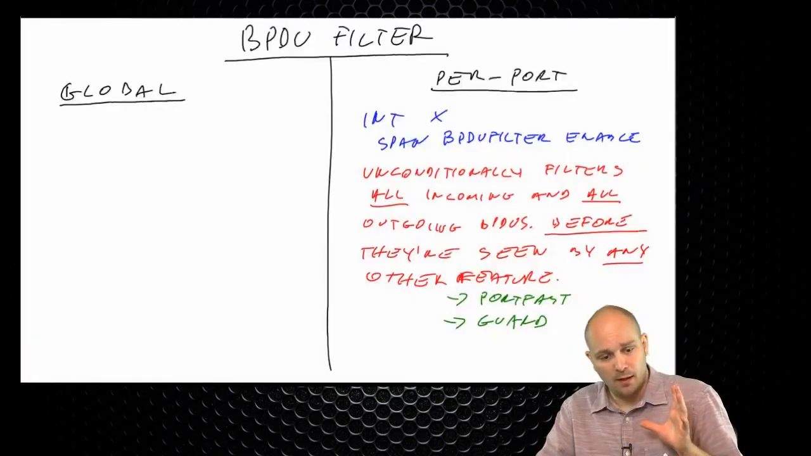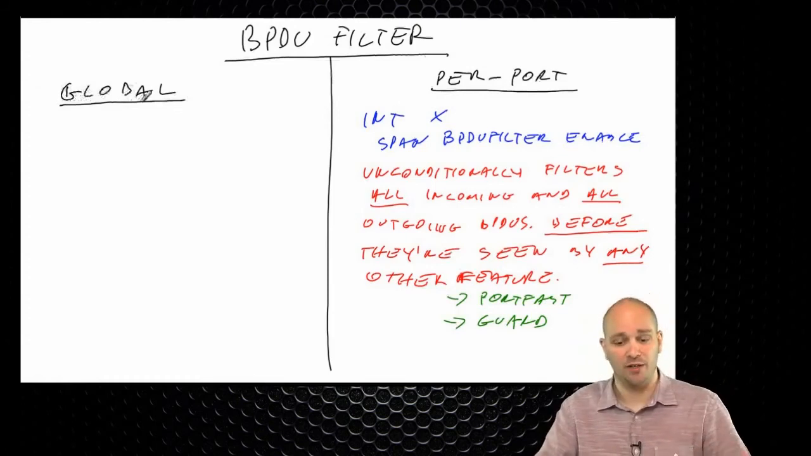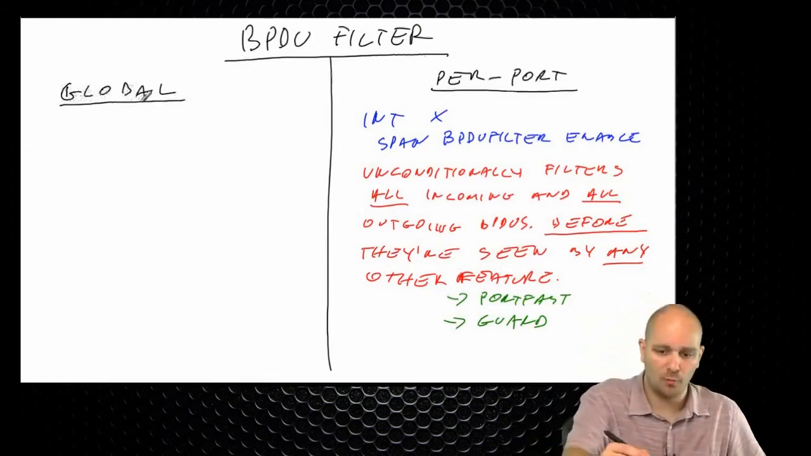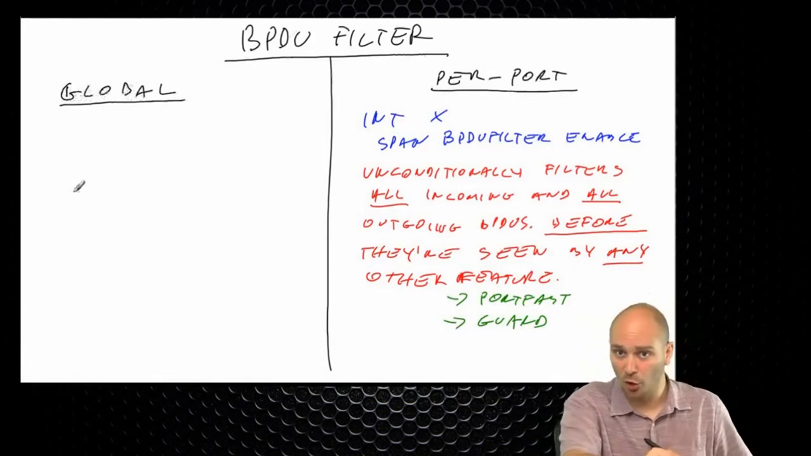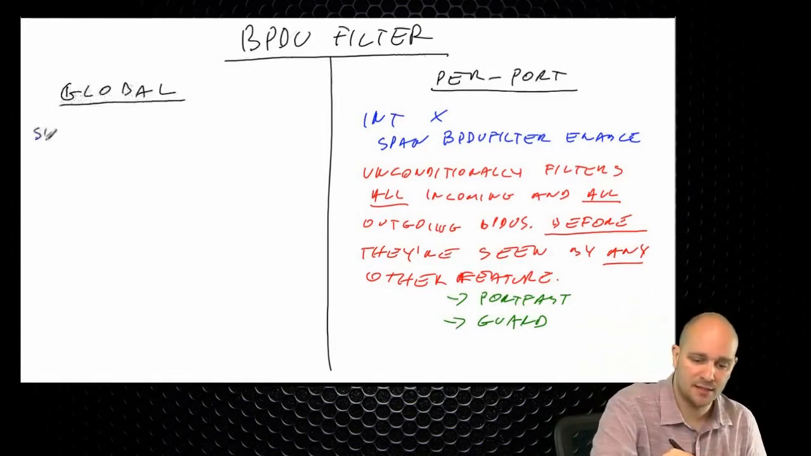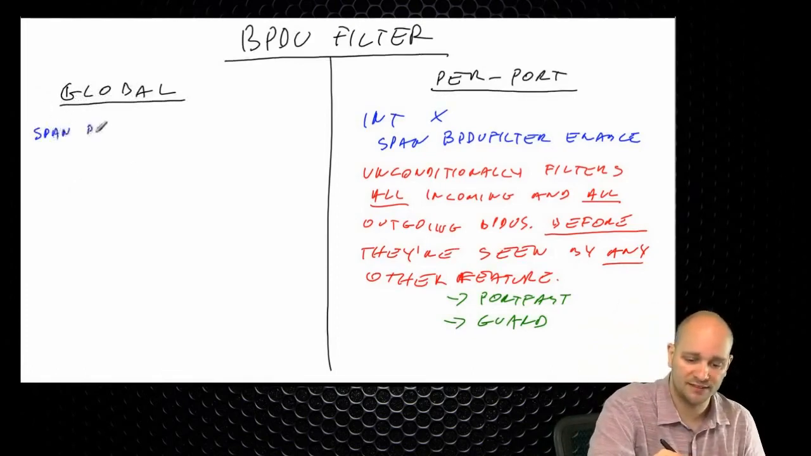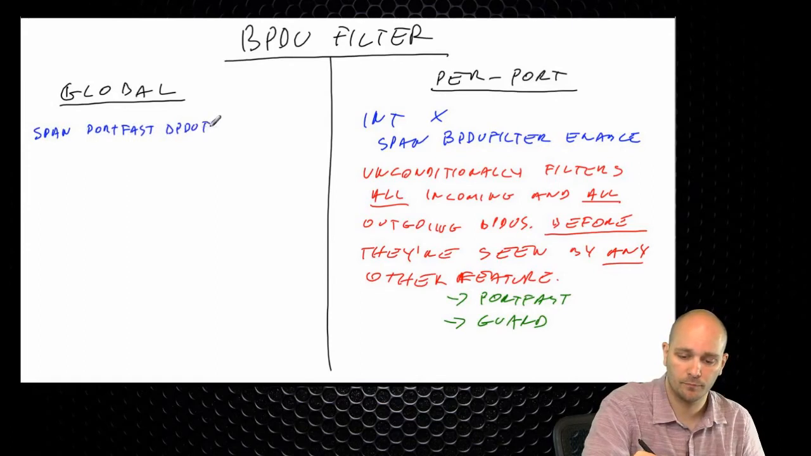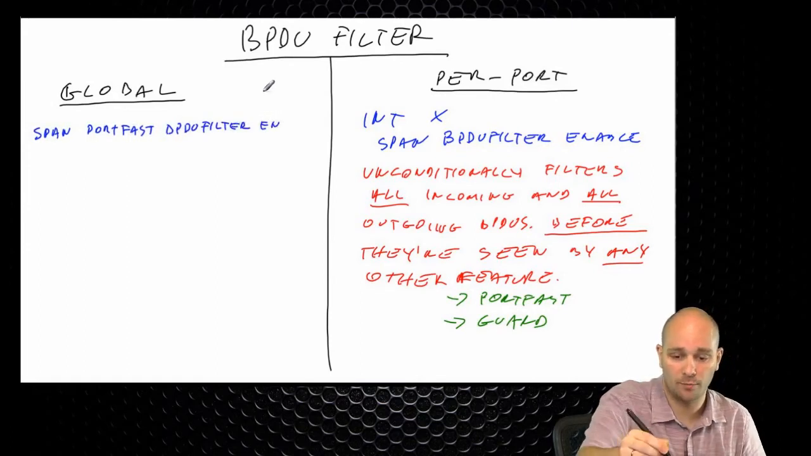Now, let's take a look at what BPDU filter does when it's configured globally. So the command line for configuring the global BPDU filter is spanning tree Portfast BPDU filter default. Apologies about that.